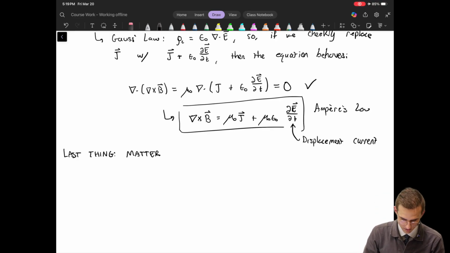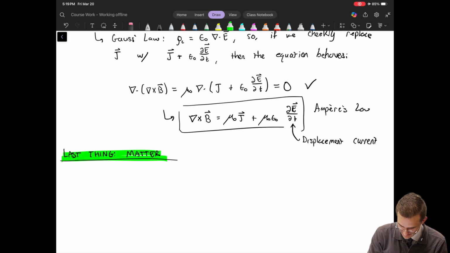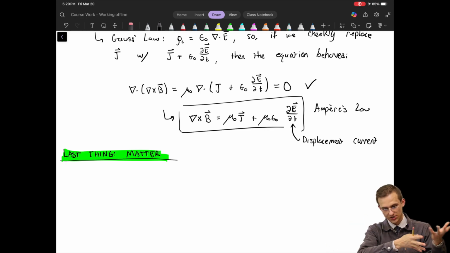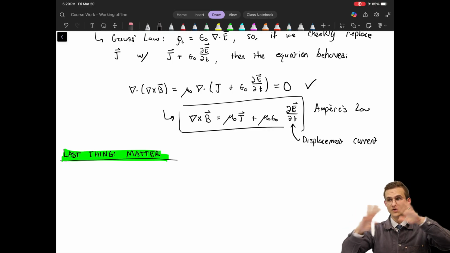But okay, so last thing, matter. Okay, so we've developed all four of Maxwell's equations. But we need to talk about what happens when you're in a continuous medium. We have Maxwell's equations here for when you're in vacuum and you have some sources of charge, some charge density, or single point charges floating around. What if we're in some sort of neutral medium?